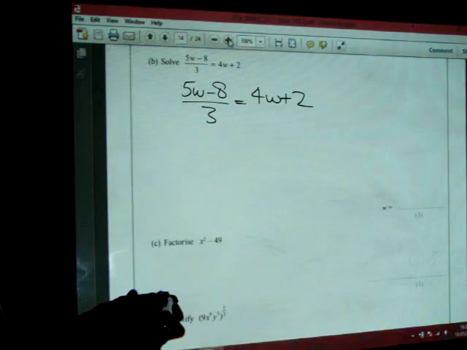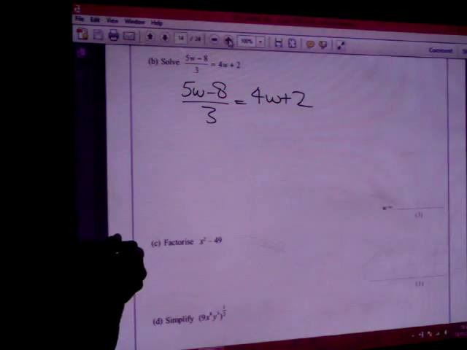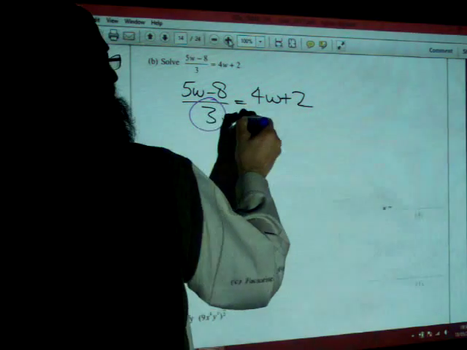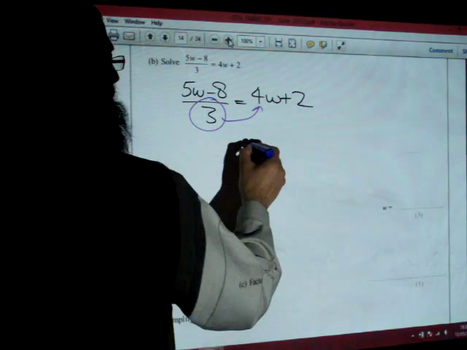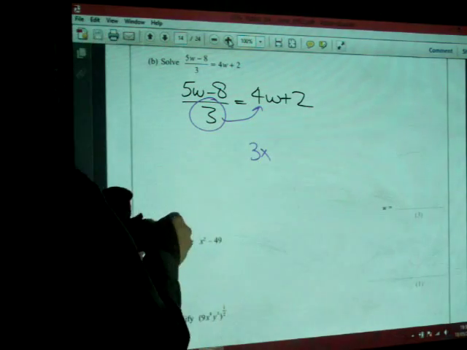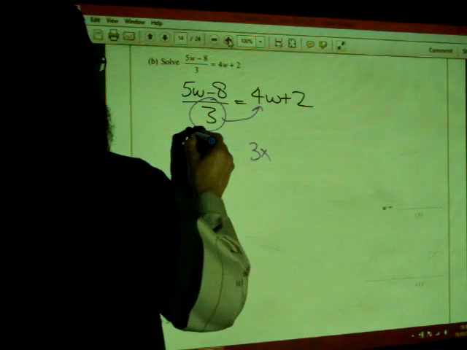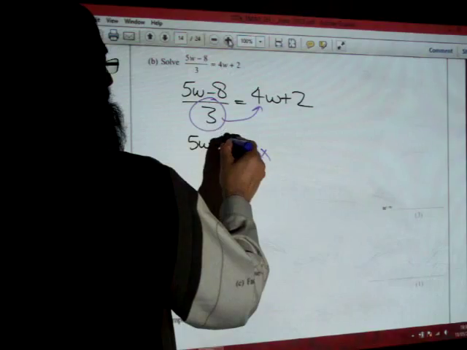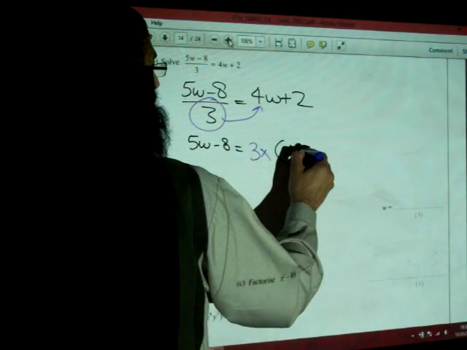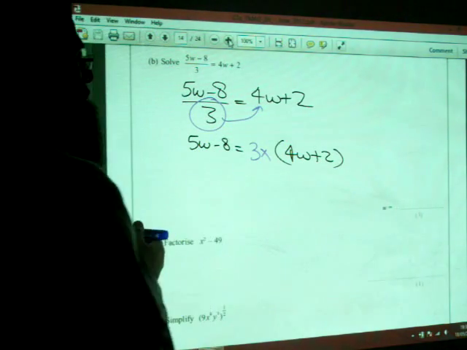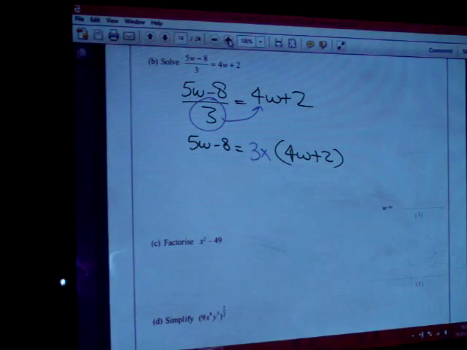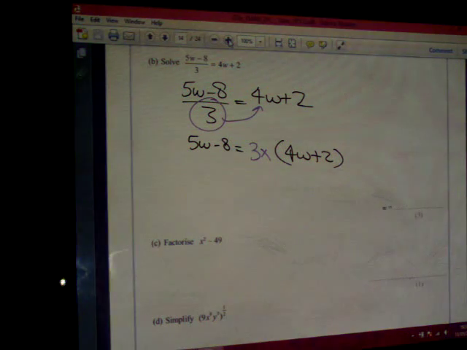Okay, the easiest way to get rid of the divide by 3 here: you take it across to the other side and it becomes times by 3. So we now have 5W minus 8 equals 3 times 4W plus 2.